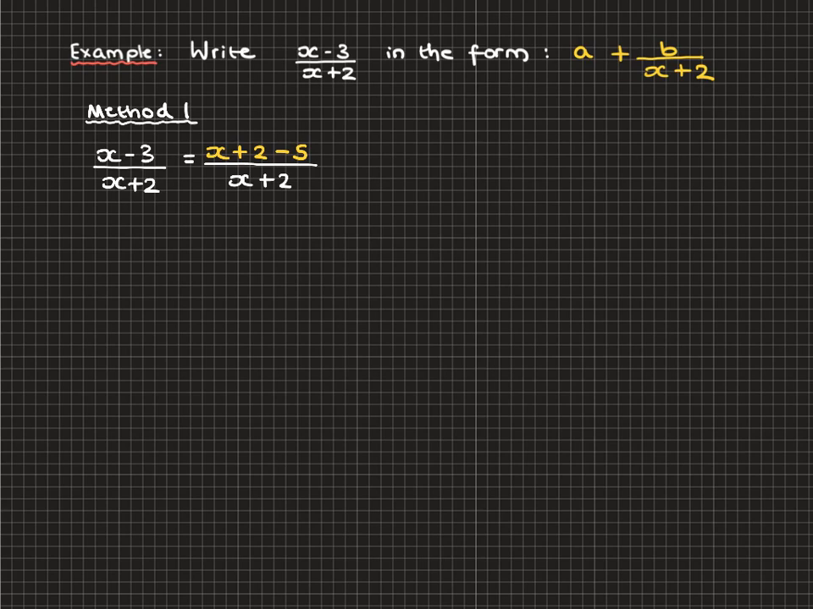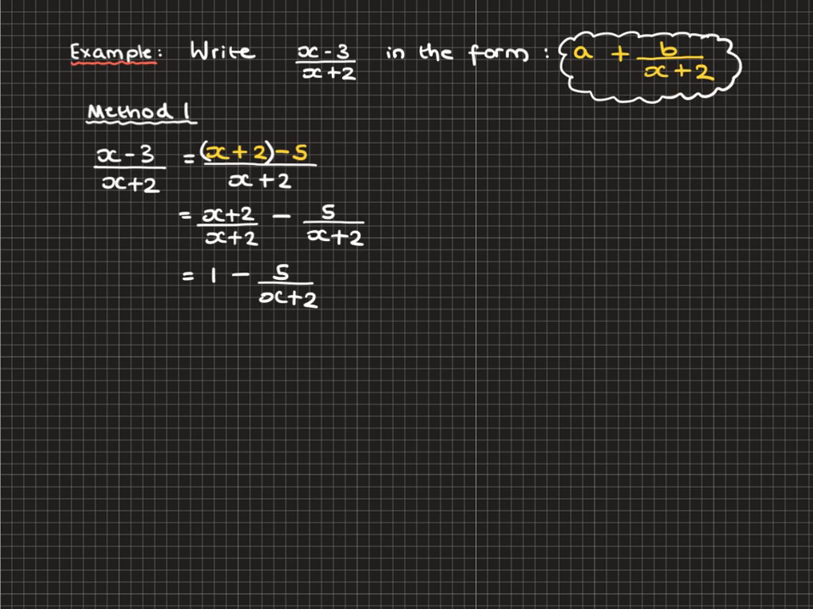So now, if I think about this part separately, I can divide each part of this by x plus 2. So I have x plus 2 over x plus 2, subtract 5 over x plus 2, which of course gives me 1, take away 5 over x plus 2. And I've written the original improper fraction in this format over here.